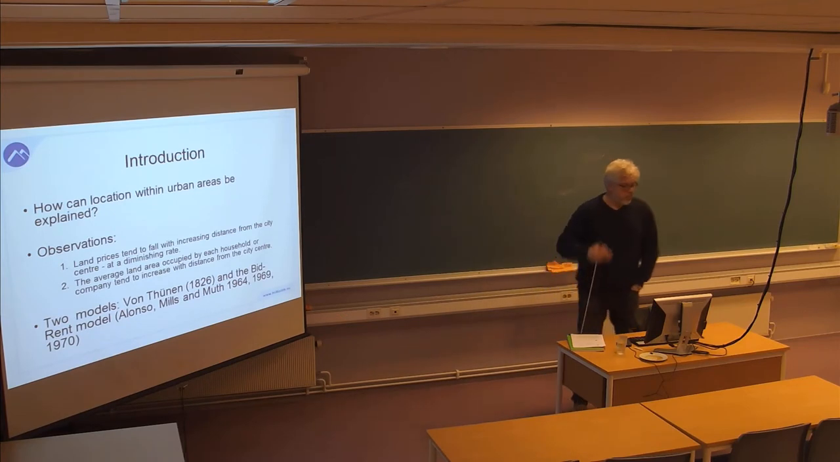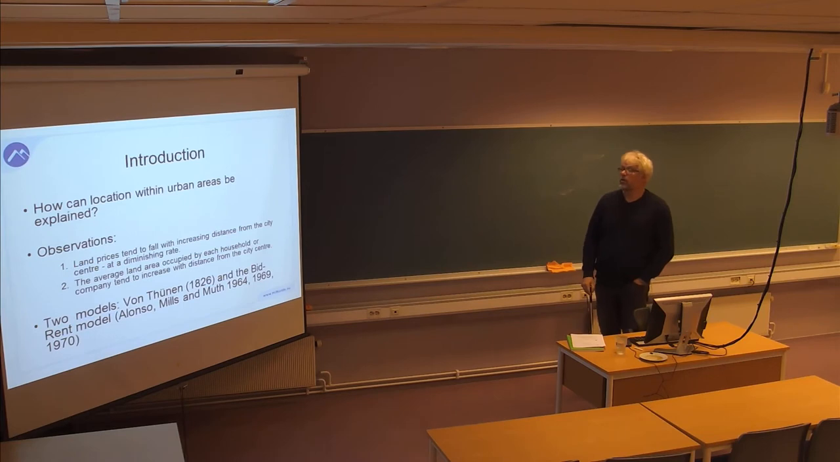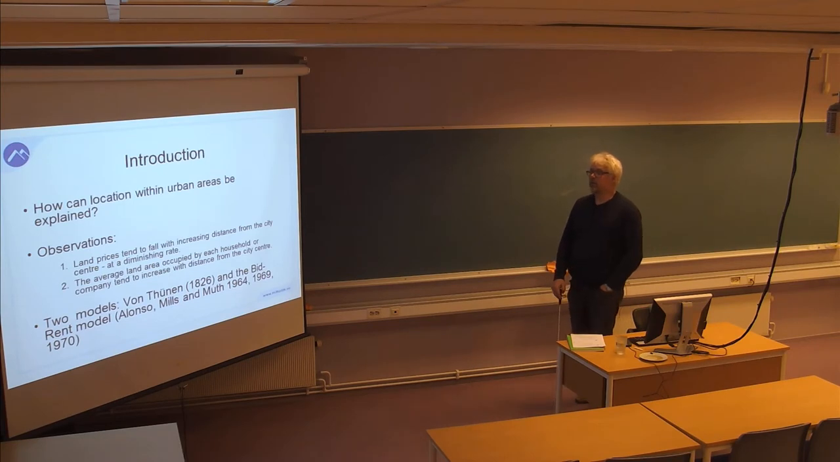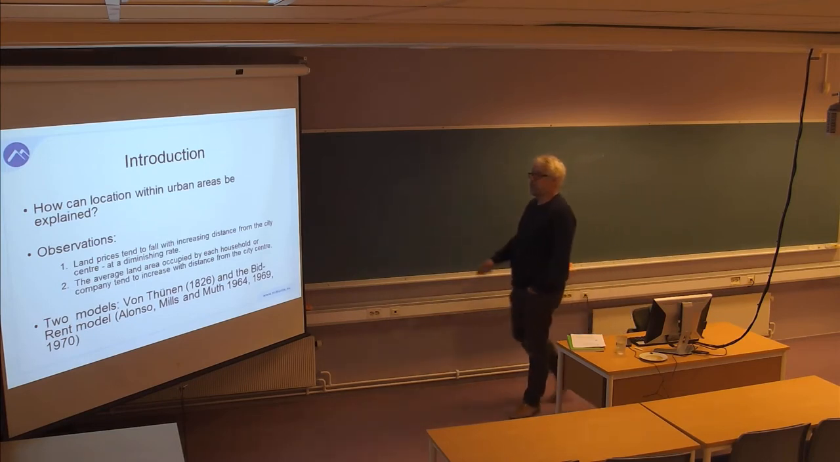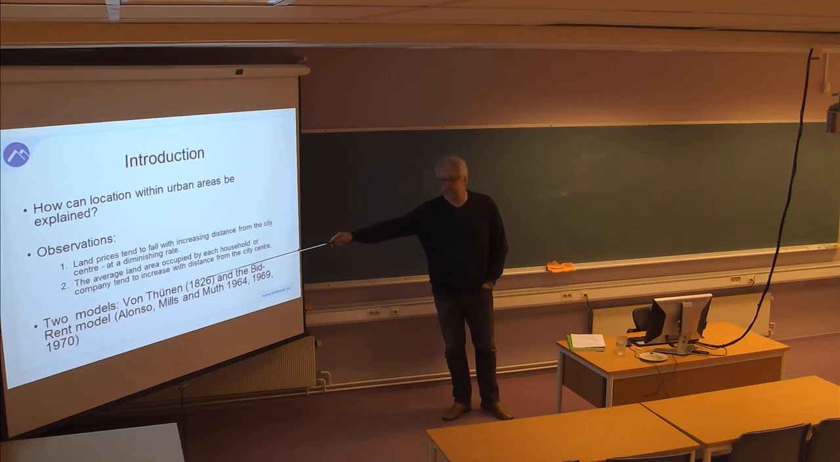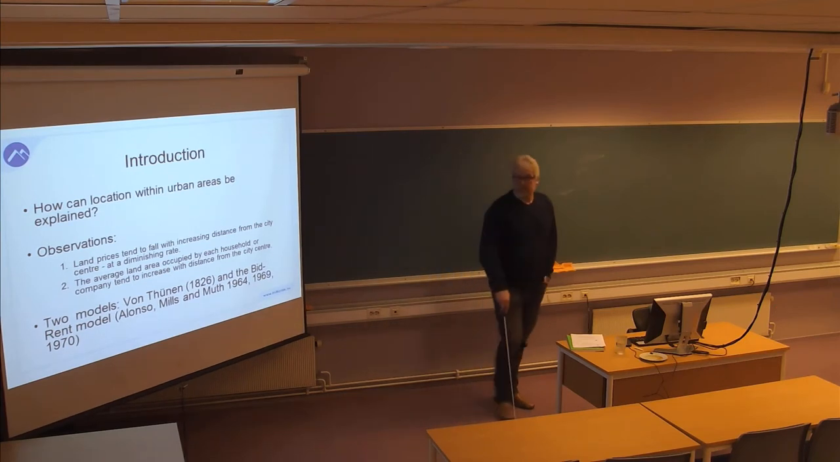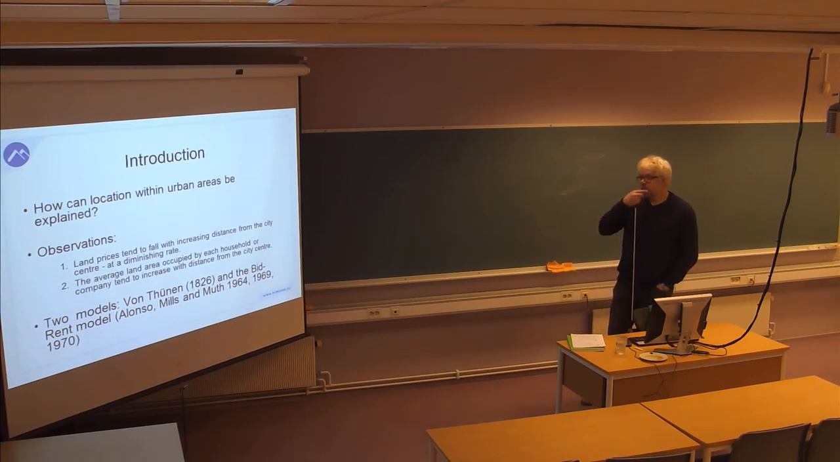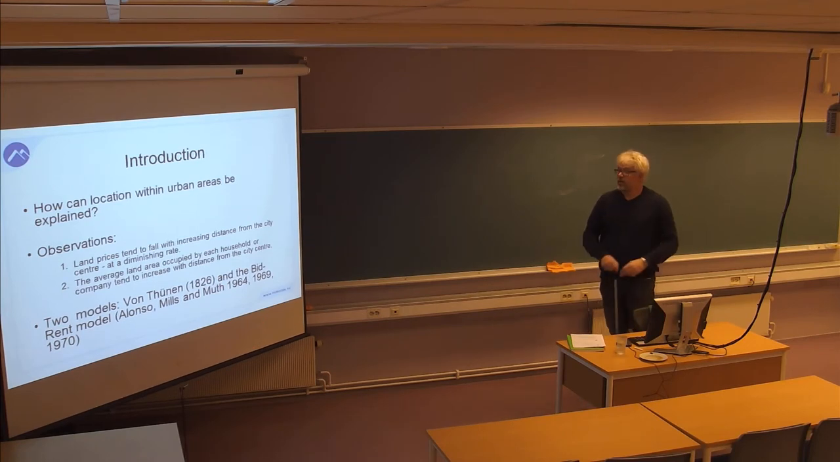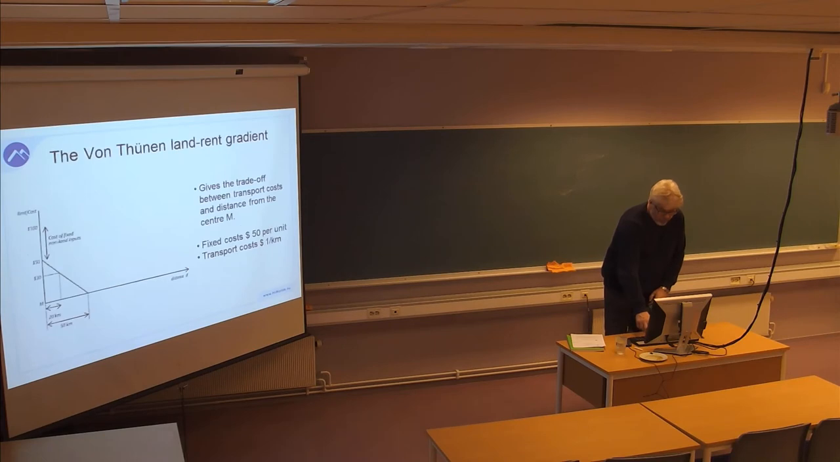And I will show you two models, one from 1826, it's nearly 200 years ago, by von Thünen, a German engineer and economist, and the bid-rent model, which builds upon von Thünen. It's a kind of a development from von Thünen's model. It was formalized by Alonso, Mills and Muth in 1964 and onwards. So it's not more than 50 years old then. This framework is not very complex.